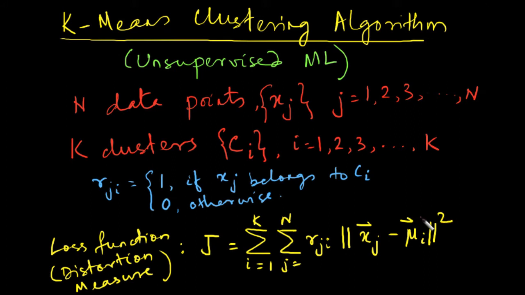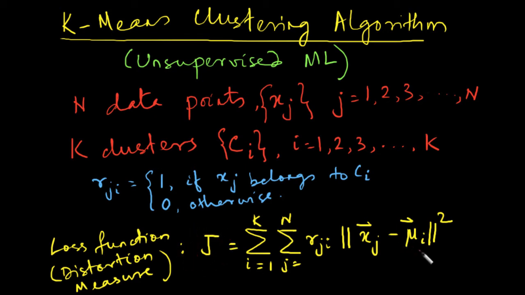So what are the variables over here? The variables are rji, which denotes which cluster a given point belongs to, and the mu I is the central location or the identity point of the individual clusters. So what is our job? To find out rji and mu I, which minimizes the cost function j.